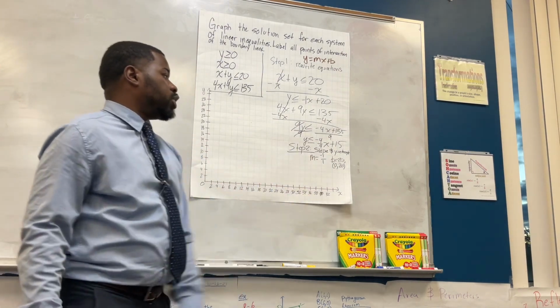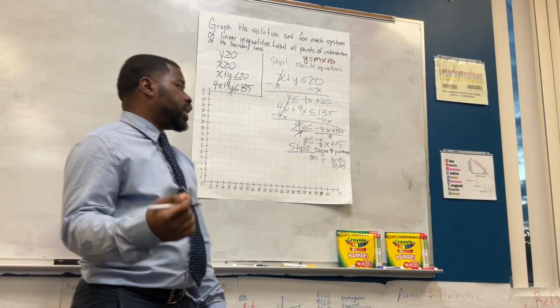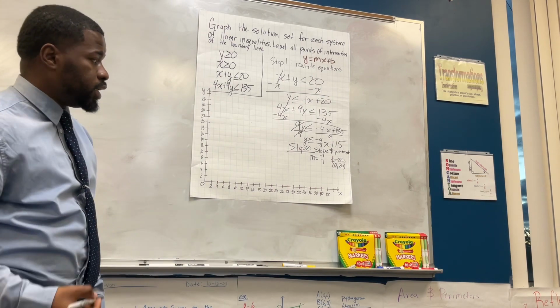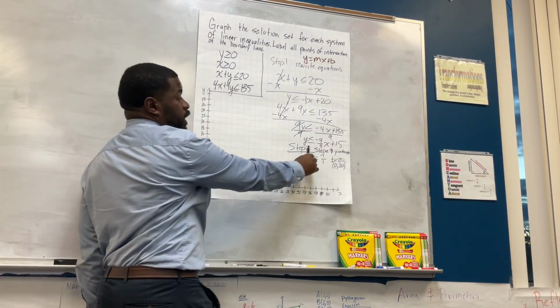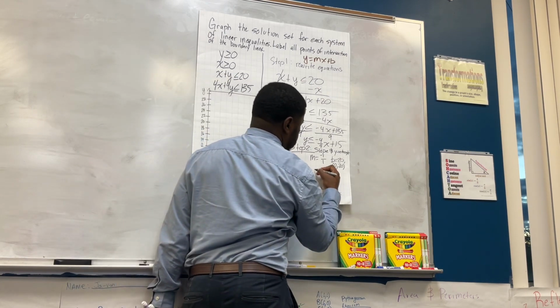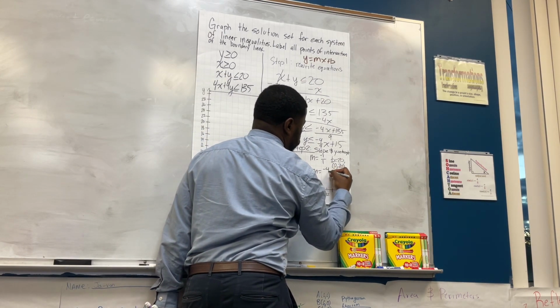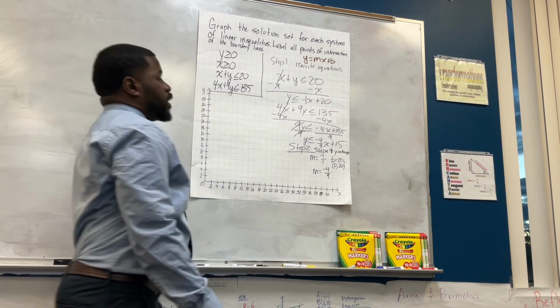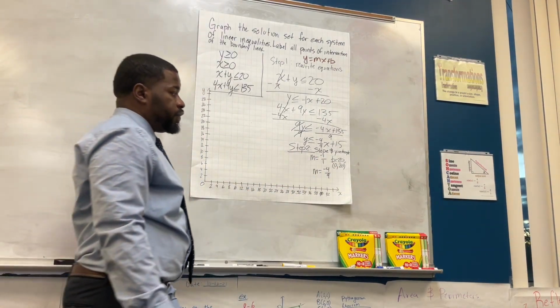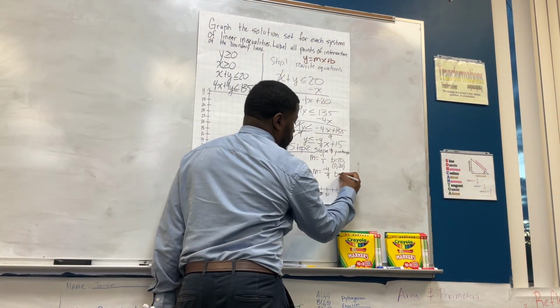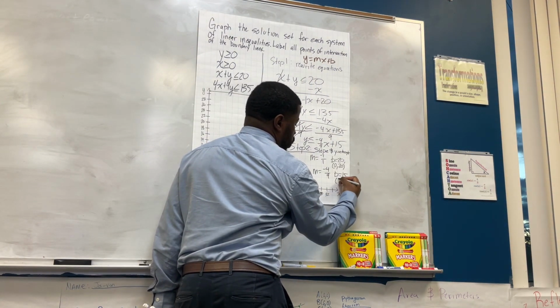For the second inequality, we have y is less than or equal to negative 4 over 9x plus 15. We're going to follow the same process. Identify what our slope is. For this inequality, our slope is negative 4 over 9, so you're going to put m is equal to negative 4 over 9. For the last step, identify what the y-intercept is. Our y-intercept is 15, so b is equal to 15, and your first point will be 0, 15.